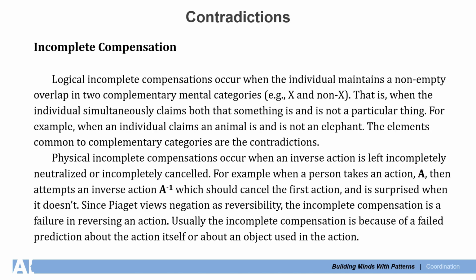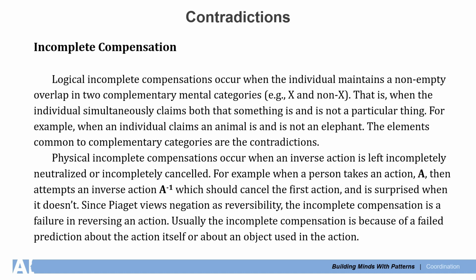Incomplete compensation. Logical incomplete compensation occurs when the individual maintains a non-empty overlap in two complementary mental categories, for example, X and non-X. That is, when the individual simultaneously claims both that something is and is not a particular thing. For example, when an individual claims an animal is and is not an elephant. The elements common to the complementary categories are the contradictions.